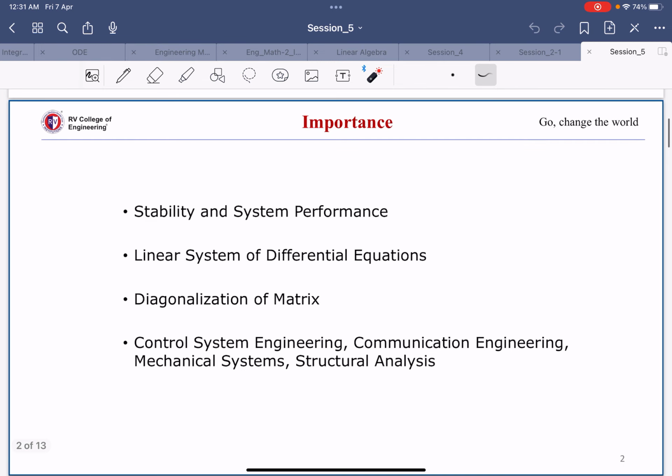What is the significance of eigenvalues and eigenvectors? Eigenvalues and eigenvectors help us to study the stability and performance of a given system. They also help us to solve a linear system of differential equations, and to diagonalize a matrix. They are also used in many branches of engineering, namely control system engineering, communication engineering, mechanical systems, and structural analysis.